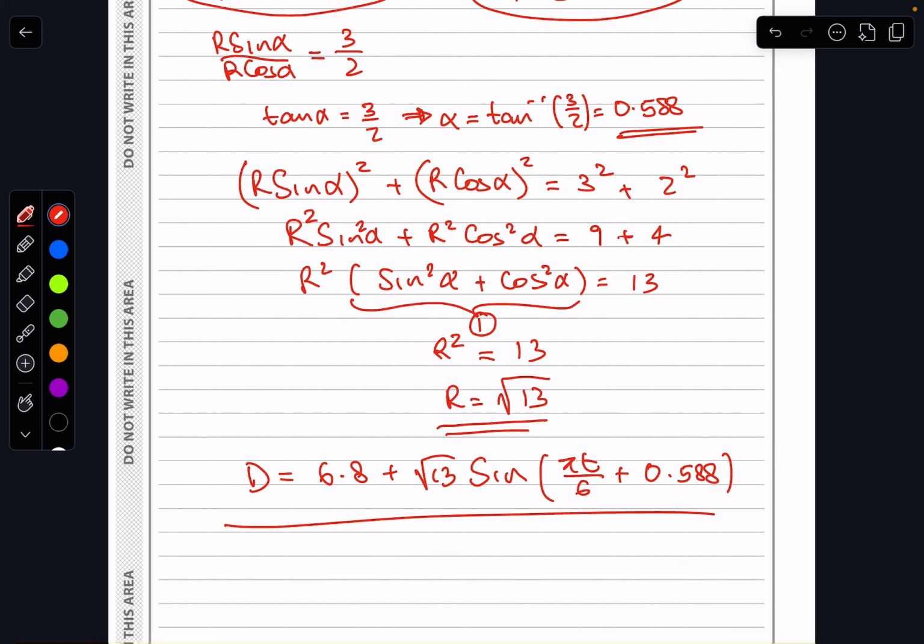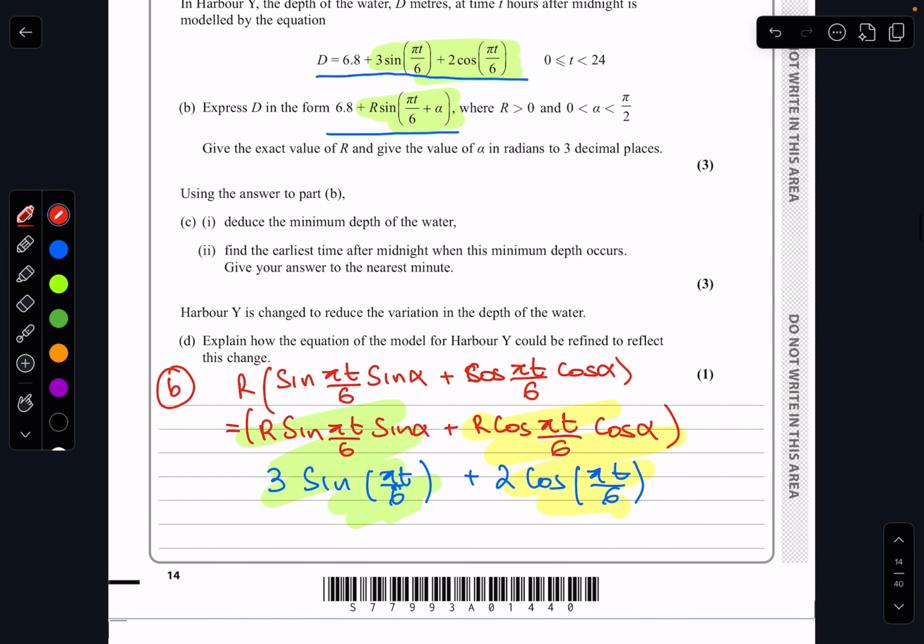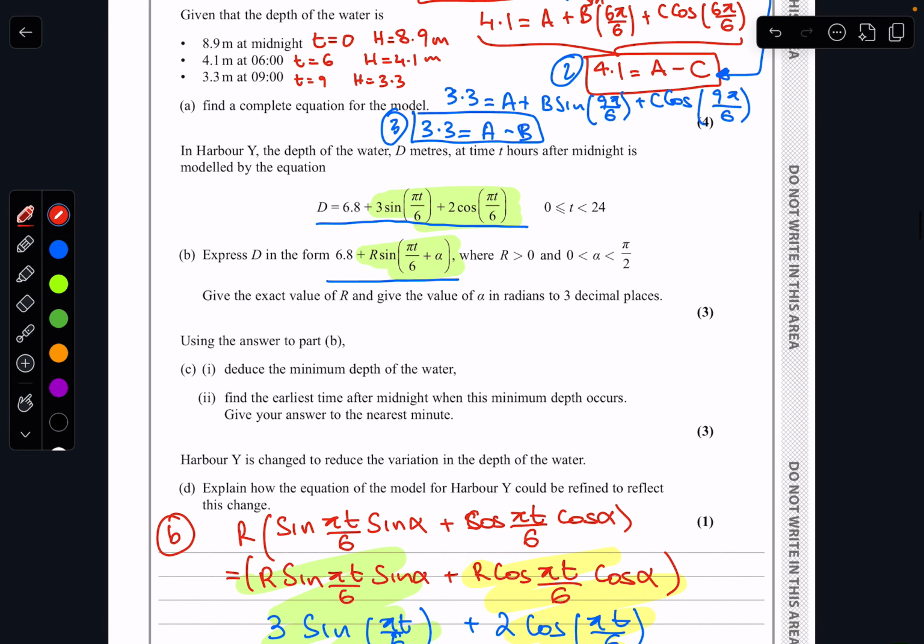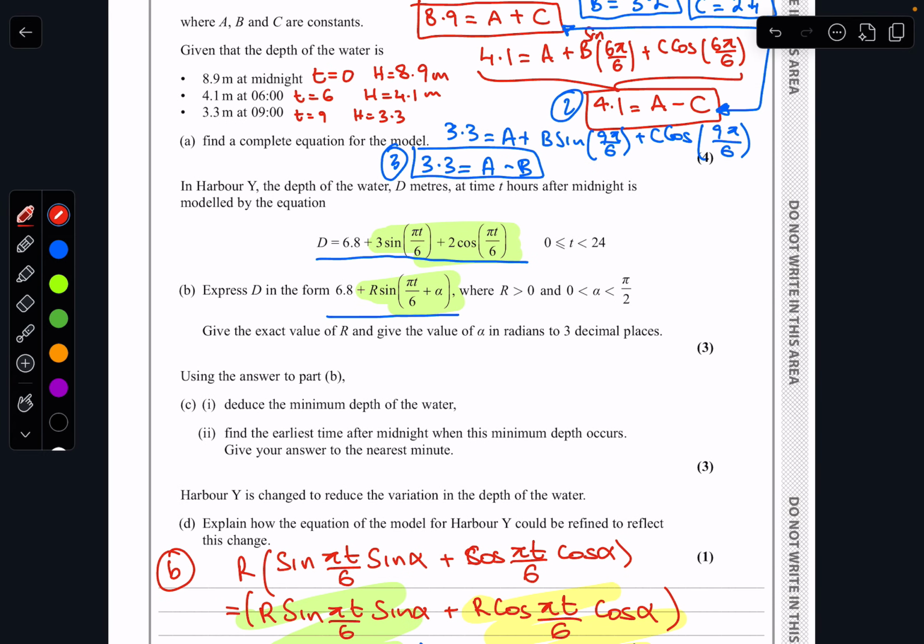So the next part of the question is telling us using your answer for part B. So in fact, let me just rewrite the equation here, so then we can carry on from here. For this part, we got t is equal to 6.8 plus root 13 sine pi t over 6 plus 0.588. So part C I is telling us deduce the minimum depth of the water.